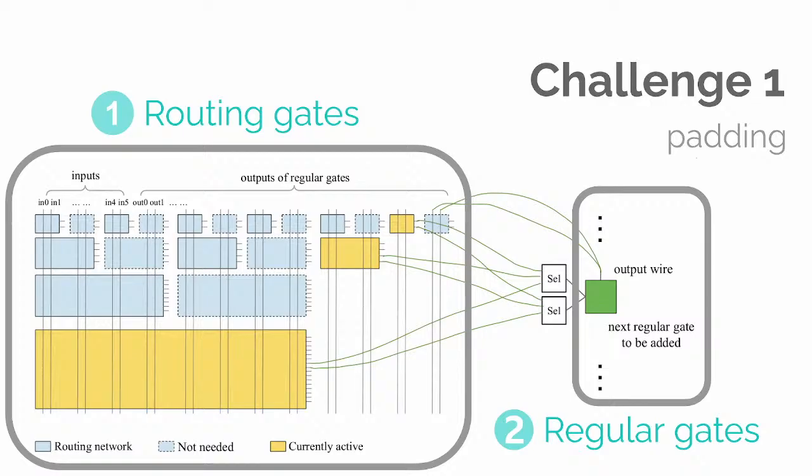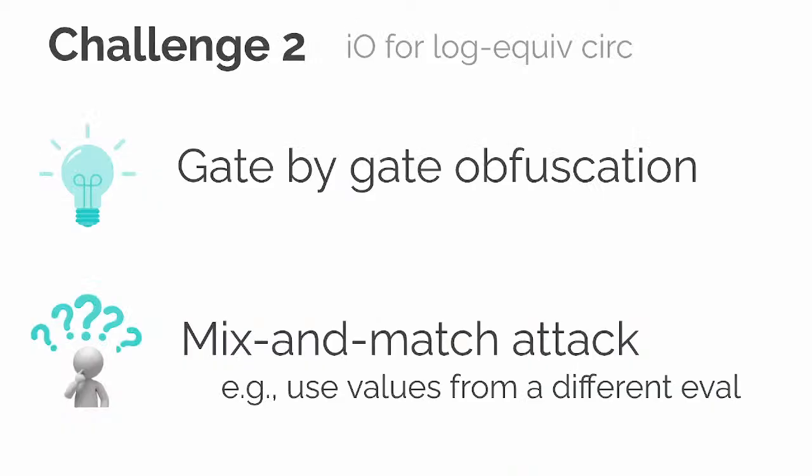This just shows you how the universal circuit looks. It doesn't actually show you the bells and whistles part, but I'll go into details later. This is just a high-level view. And to solve challenge 2, we still use the gate-by-gate obfuscation approach of Abhishek and Zhenzhong.